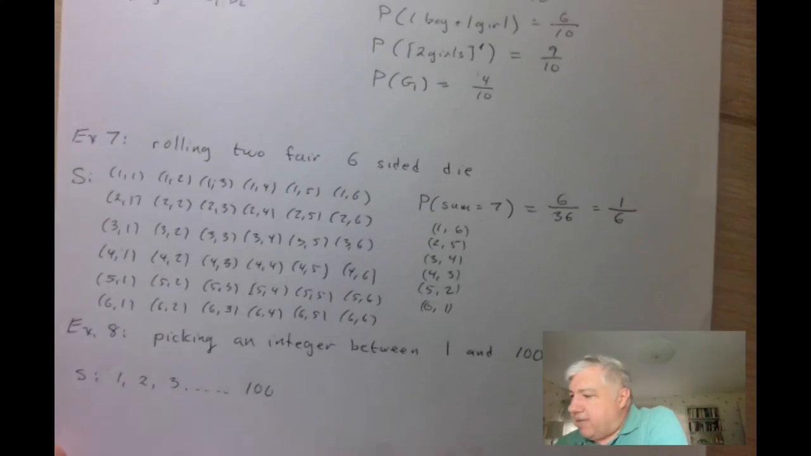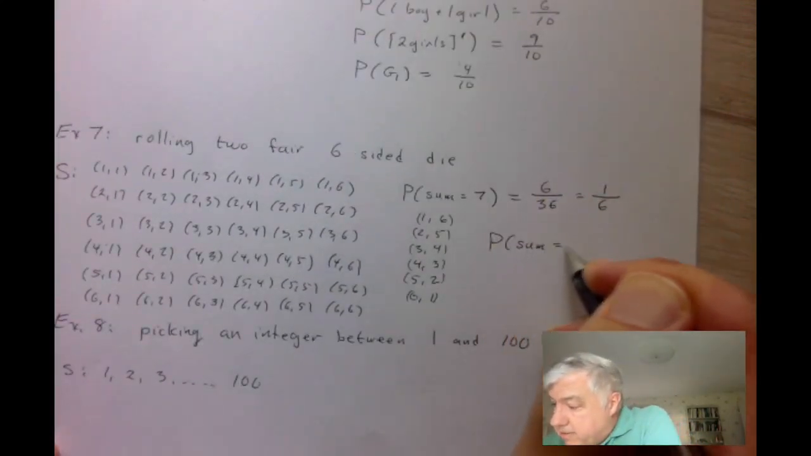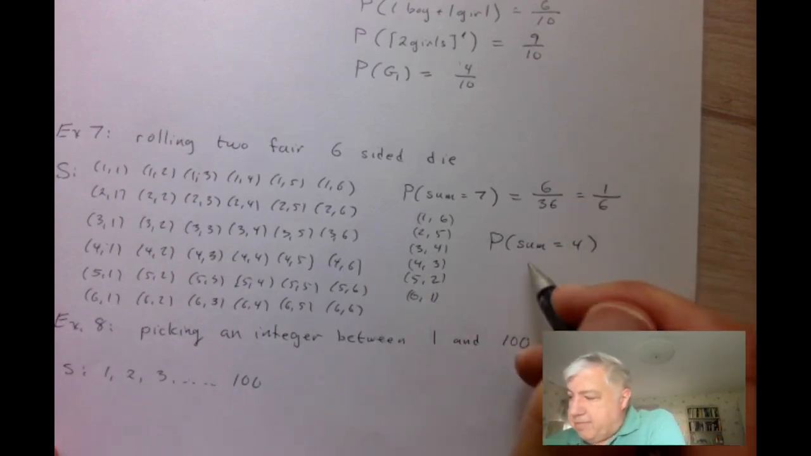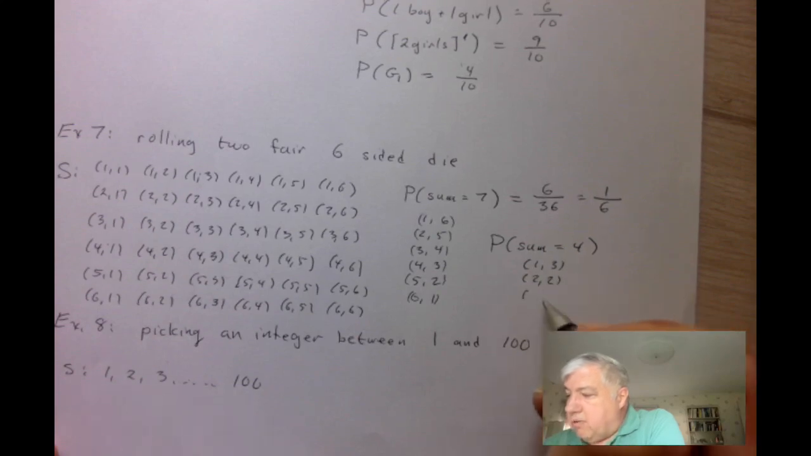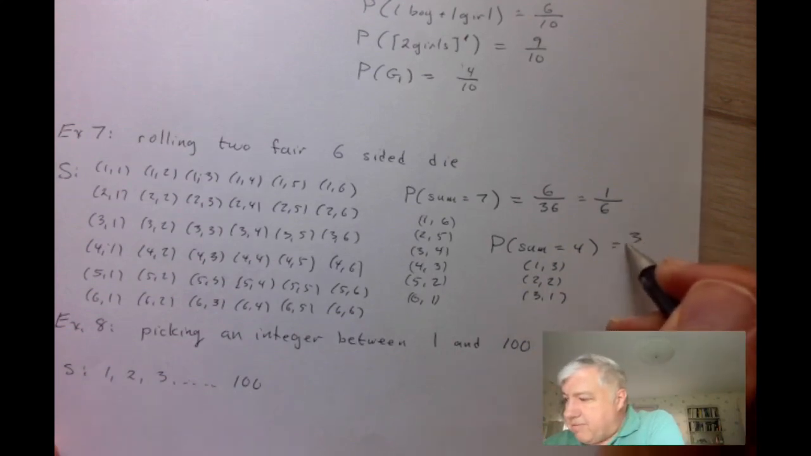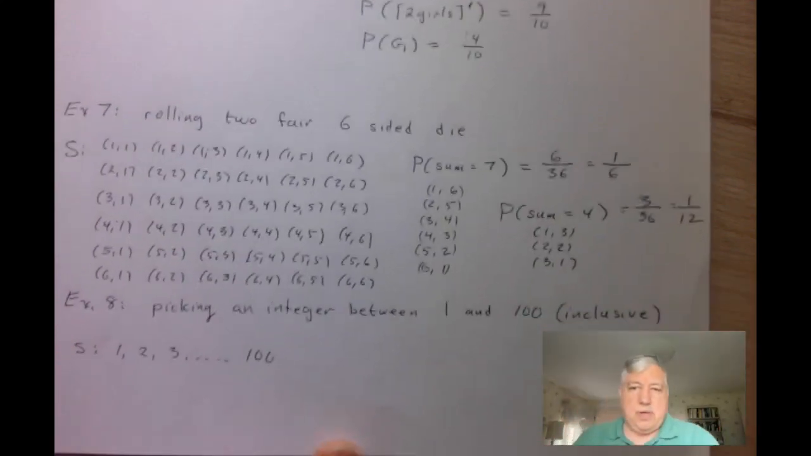If you wanted to find the probability that the sum was 4, it's much less likely. The outcomes where the sum is 4: you could have 1 and 3, 2 and 2, or 3 and 1. So there are 3 outcomes where that can happen. So this would be 3 out of 36, or 1/12.